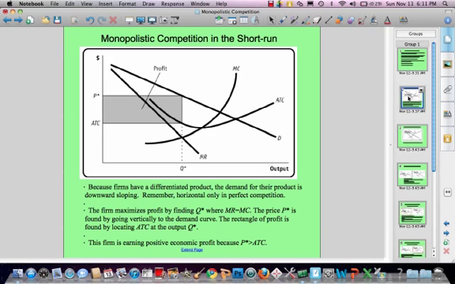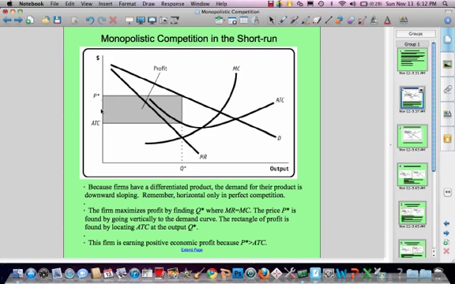In this case, we show a monopolistic competitor showing a profit, and that profit is because price is above average total cost. Keep in mind that because firms have differentiated products, the demand for their product is downward sloping. Remember, only in cases of perfect competition is that demand curve horizontal. The firm maximizes profit again by finding Q where MR equals MC, and the price P is found by going vertically to the demand curve and then going over and looking at P.